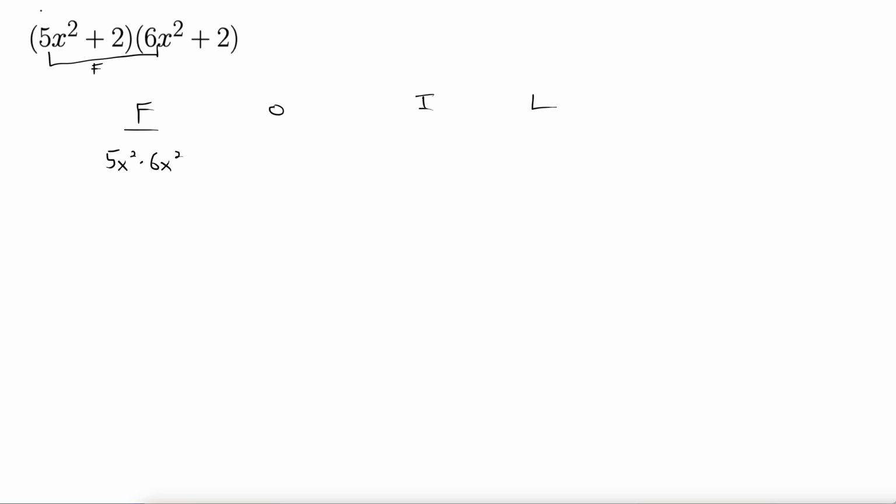All right, outside. And that's all plus, so 5x squared times 2. All right, and let's do the insides here. We're referring to the inside of these two binomials, right? So it's plus 2 times 6x squared. And then we'll grab the last term in each binomial, 2 times 2. F-O-I-L.